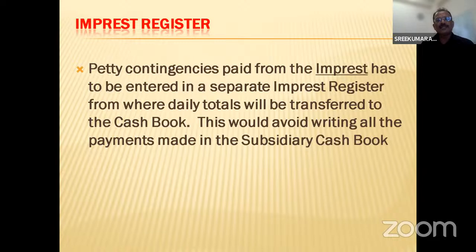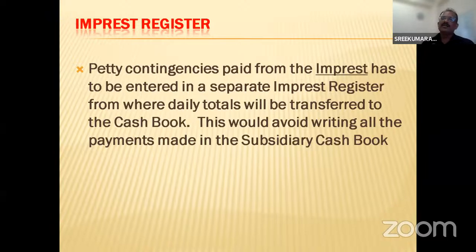Petty contingencies paid from the imprest have to be entered in a separate imprest register. So there has to be an imprest register. In this imprest register, whenever we make a payment for petty contingent expenses, we note it here. So each time there is an expense, we will not enter the transaction in the subsidiary cash book. Instead, we will note it in the imprest register. And the total of the payments you make on one particular day will only be entered in the subsidiary cash book.